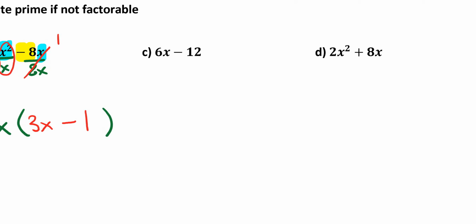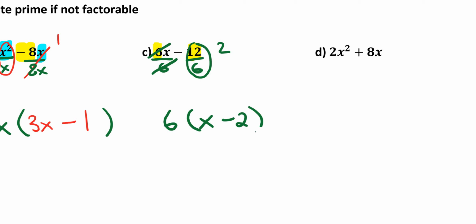For letter C, if I take a look at the 6 and the 12, the biggest number that divides 6 and 12 at the same time is the number 6. So 6 is my GCF, and I just divide each term by 6 afterwards. So those will cancel off, giving you a single x, and 12 divided by 6 is just 2, so minus 2 in the brackets.